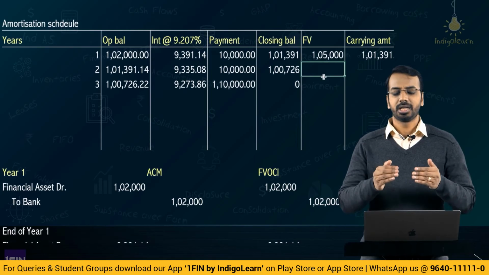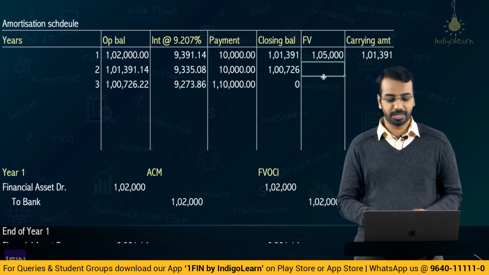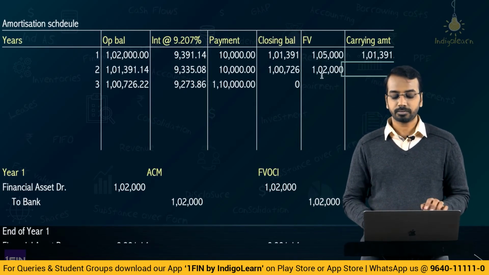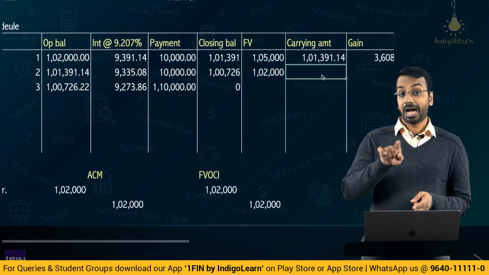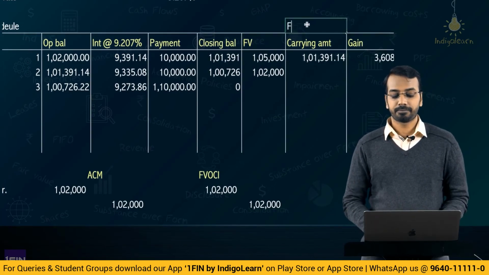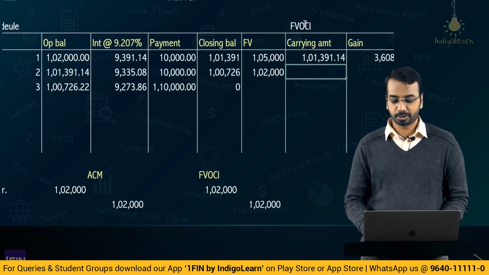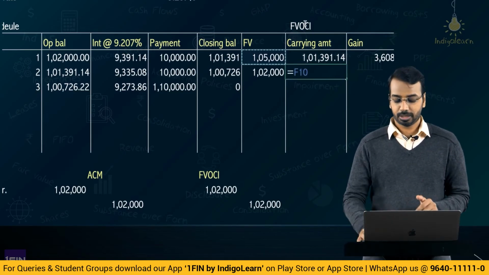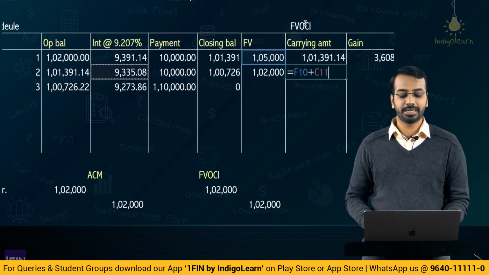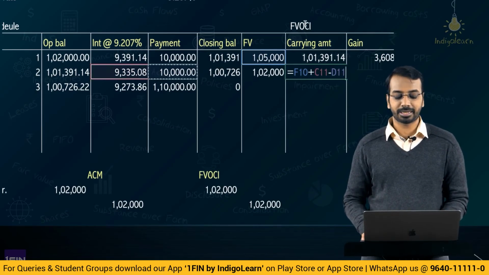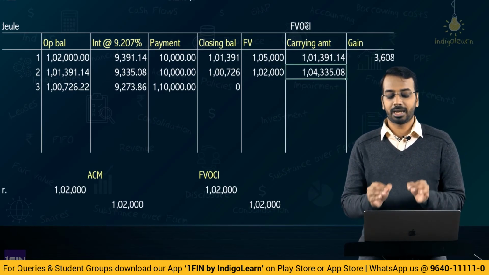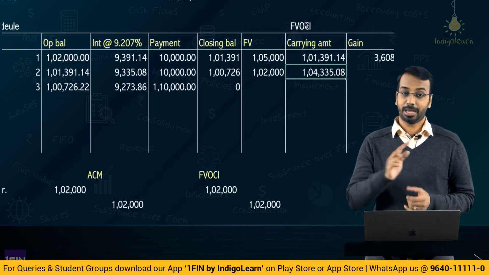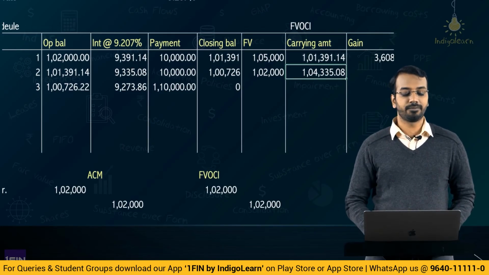Now assume for a moment the fair value at the end of this period is 1,02,000. Okay. Now under FVOCI method, what is the carrying amount? Carrying amount will be opening balance, that is 1,05,000 plus interest 9335 minus payment 10,000. The carrying amount is 1,04,335. I am repeating once again here where you might get confused.